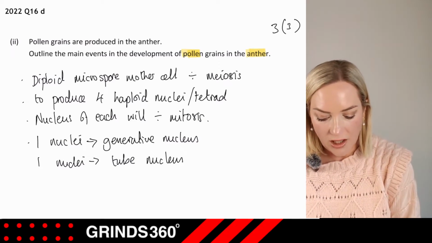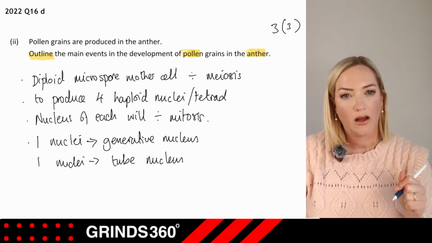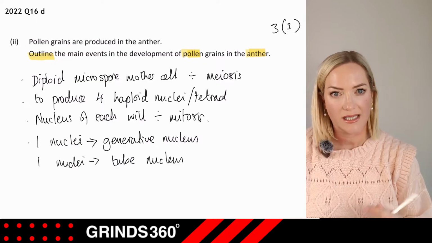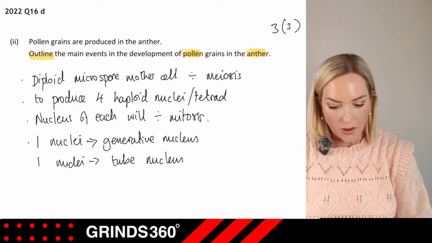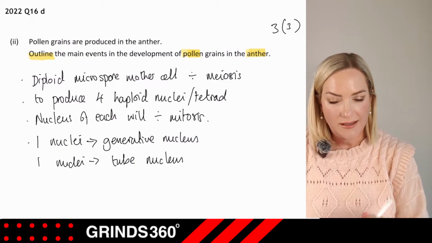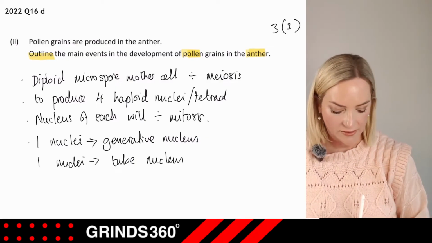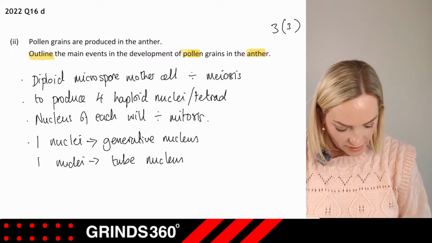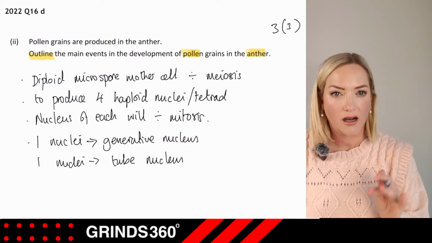Another word here is outline. Outline usually is a minimum of 9 marks as well. That means 3 points, 3 correct points. While you may know just 3 of these, I would advise learning all of it. So I'm going to highlight with a different color, green, where the marks are going.